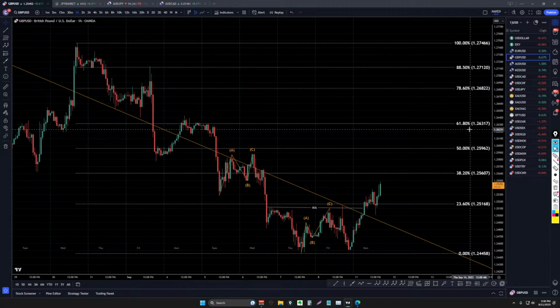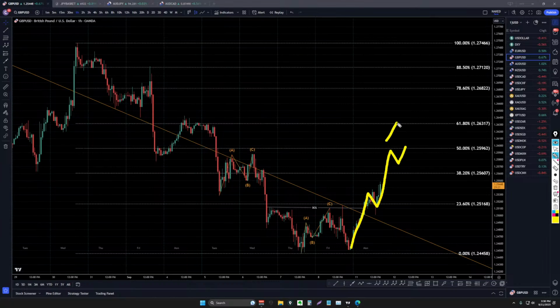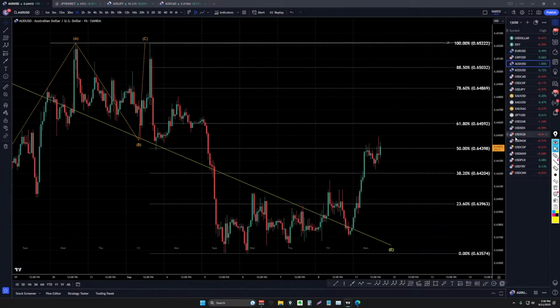Some of these pairs look like it would be kind of hard to believe that, but on the US dollar it seems pretty likely. Seems pretty likely that that's what's happening. The Aussie dollar is quite a bit different. Doesn't really seem like that would be the case on this one.